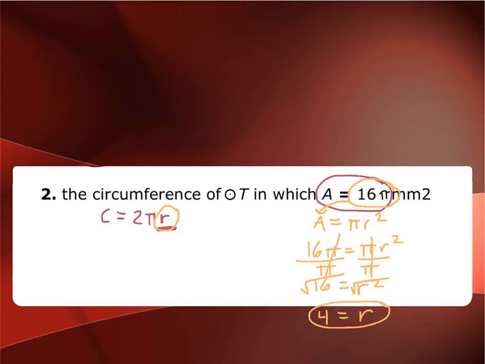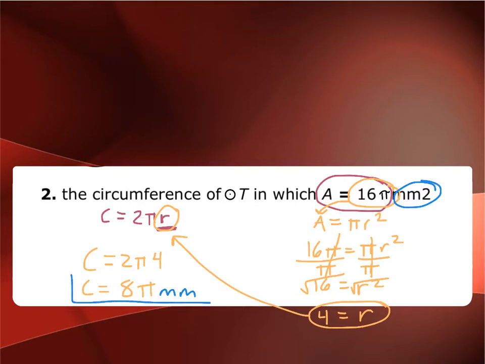So now that we found our radius, we're just going to plug it into this formula. So our circumference of circle T is going to be equal to 2 pi times 4. So our circumference is 8 pi. And then our units, it gives us millimeters squared for the area. But remember, circumference isn't squared, but it's the same unit. So our unit's just going to be millimeters. So this is our final answer.